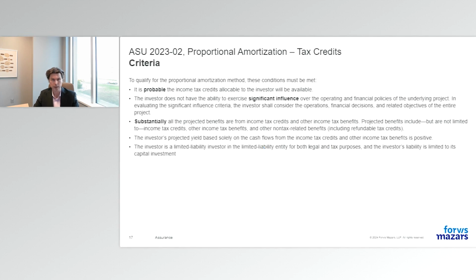And looking at some criteria on the qualification side, you see 5 bullets here. These are the things that have to be met in order to qualify for the proportional amortization method. You see here, looking at the probability of the credits being available, the investor not having the ability to exercise significant influence over the operation of the entity, substantially all of the projected benefits coming from income tax credits or other tax benefits, and the investor having a projected yield that is positive. And there in the last bullet, you can see some commentary about legal structure requirements.